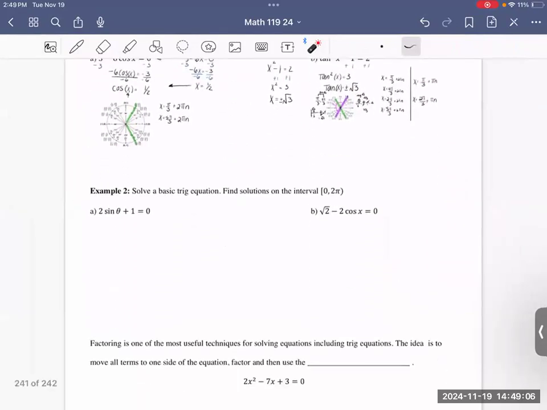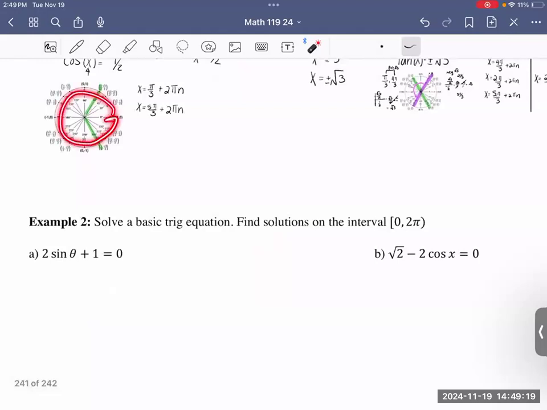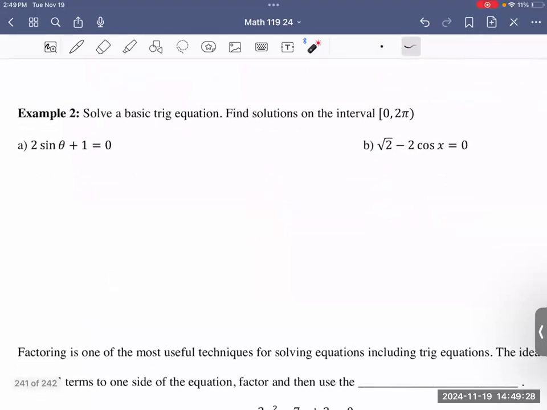Now let's have you try it one more time with example 2. However, this one only differs slightly because instead of finding all of your solutions, it wants to find your solutions between 0 and 2 pi. So within one full rotation. So all we're doing is we're just getting rid of this 2 pi n tacked on at the end. So see if you can pause the video and try these out yourself.